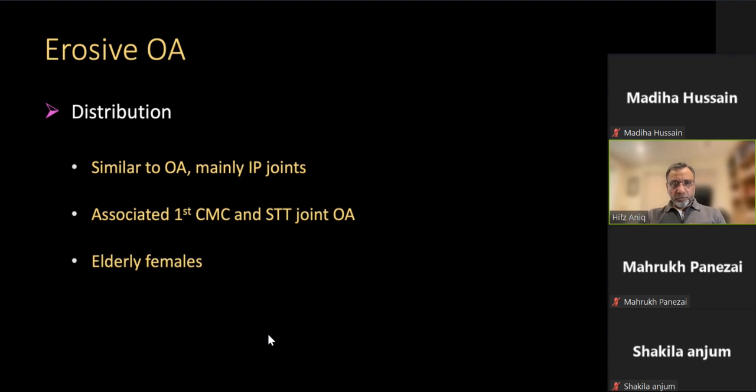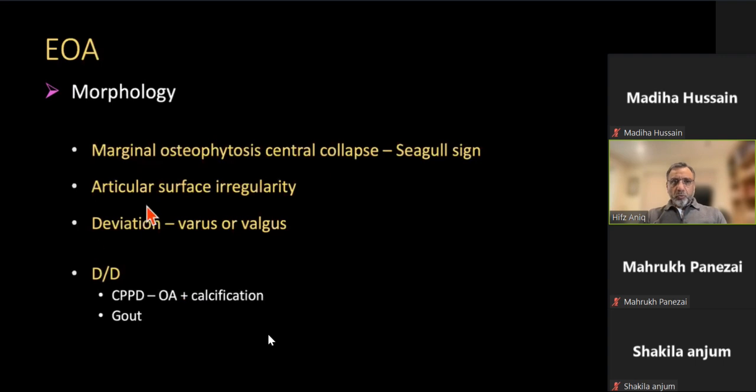Second and third MCP without osteoporosis is the typical distribution in the hands. But progressive osteoarthritis typically occurs in the IP joints. And it is typically seen in elderly females or postmenopausal females. Same thing as we saw: marginal osteophytosis, central collapse, which gives a gull-wing sign. But now we start to see articular surface irregularity.